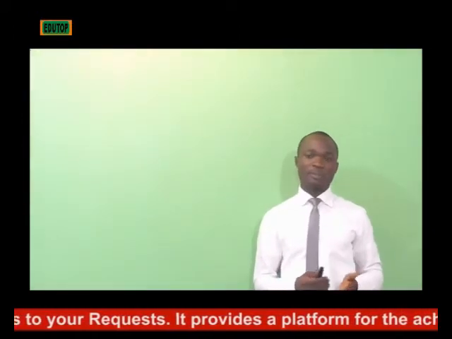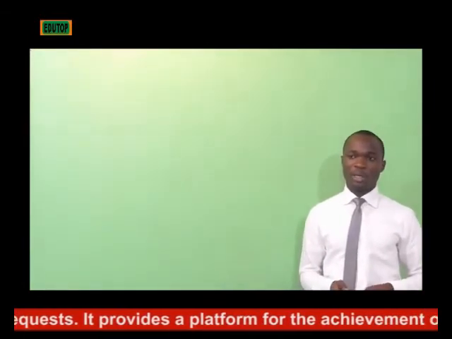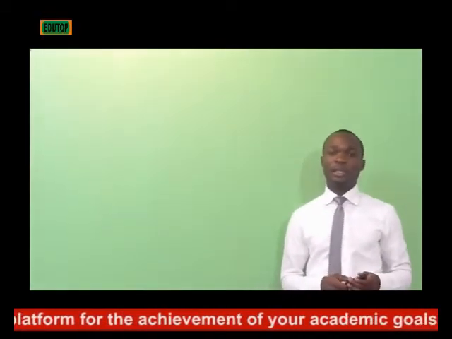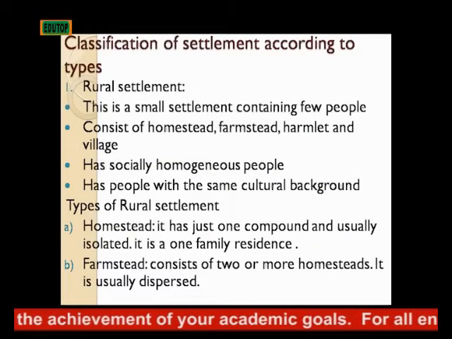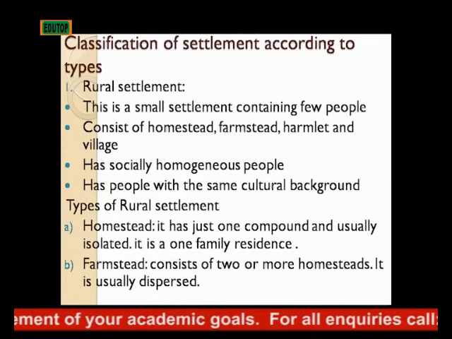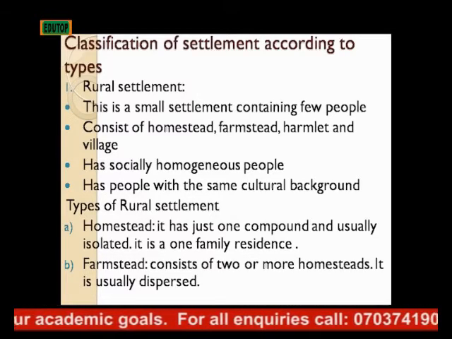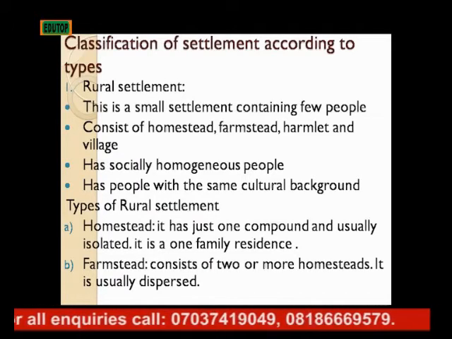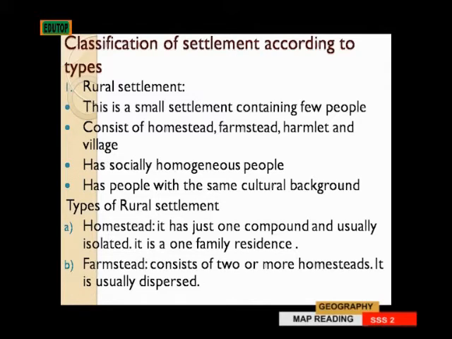We also have absence of disaster and administration as other factors which affect siting of settlement in any given area. Now let's look at classification of settlement according to types. We have rural settlement. Rural settlement here is a small settlement containing few people, and it consists also of homestead, hamlet, and village. It has socially homogeneous people who are of the same cultural background.